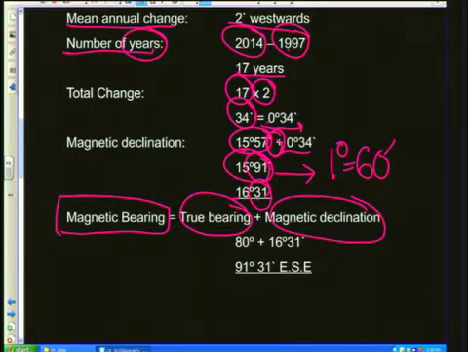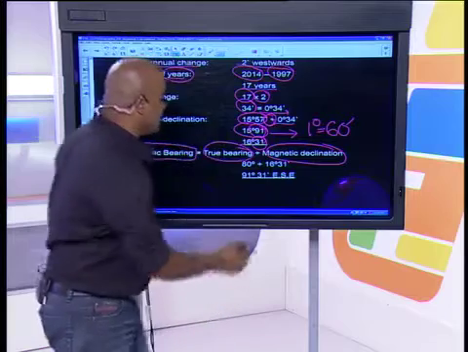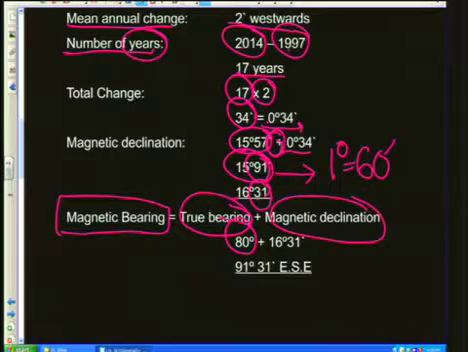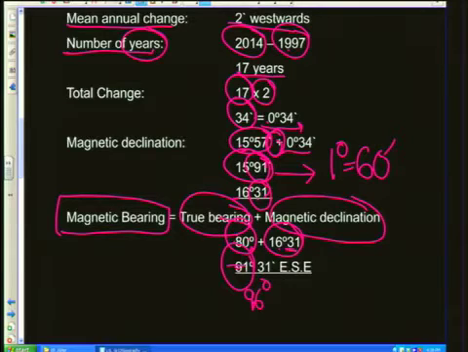Note, I've calculated the true bearing to be 80 degrees, as well as my magnetic declination to be 16 degrees 31 minutes. Once I've got these two answers, I am able to convert that. 80 plus 16 is 96 degrees. There are no minutes here, but there are 31 minutes there, so that's 31 minutes. I would discard this answer, and remember, it's east of northeast.